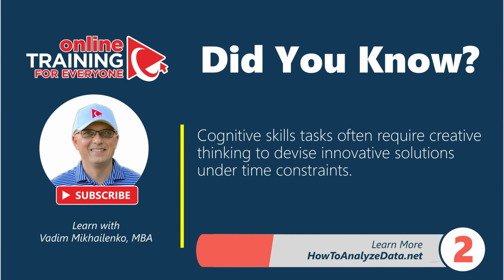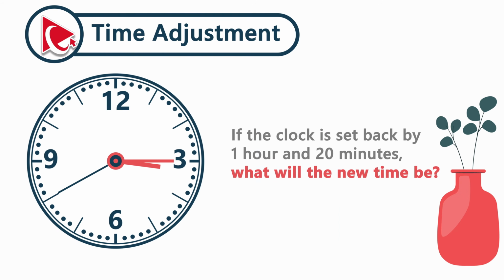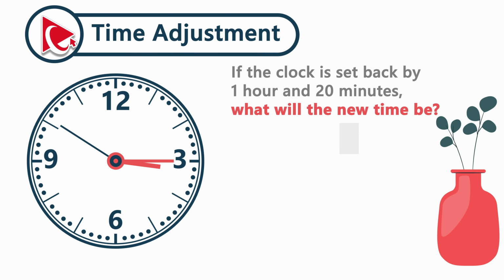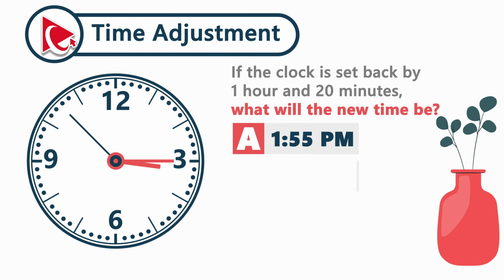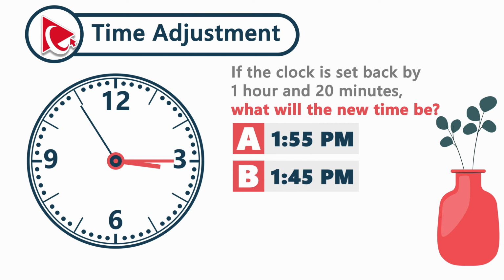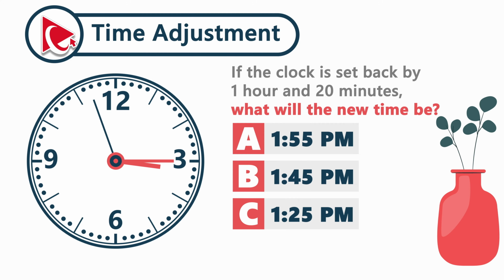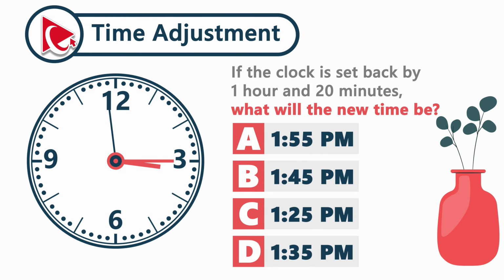In this question, you're presented with analog clock, which shows current time, and you need to do the calculations for the time adjustment to determine the new time. If the clock is set back by 1 hour and 20 minutes, what would be the new time? Your choices for the answers are choice A, 1:55 p.m., choice B, 1:45 p.m., choice C, 1:25 p.m., and choice D, 1:35 p.m. Are you ready? Let's get started.